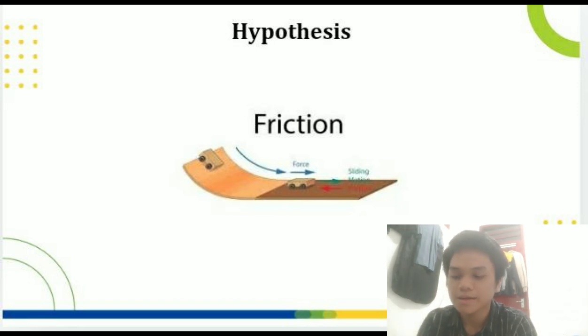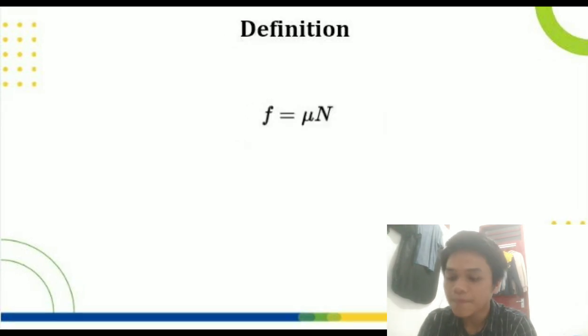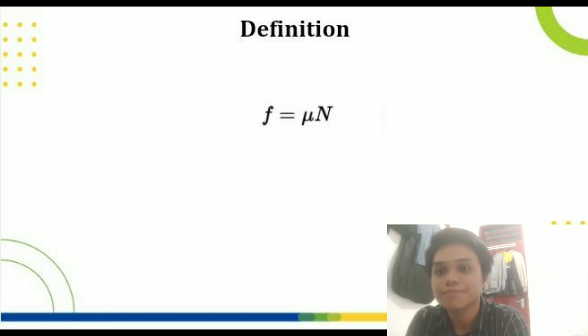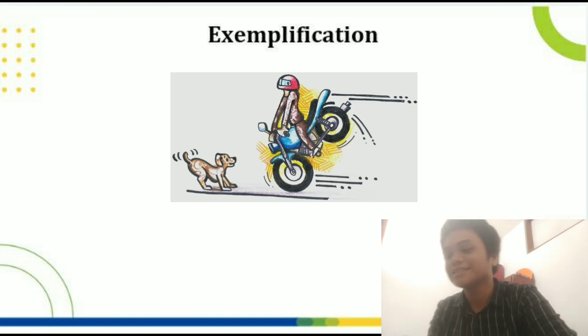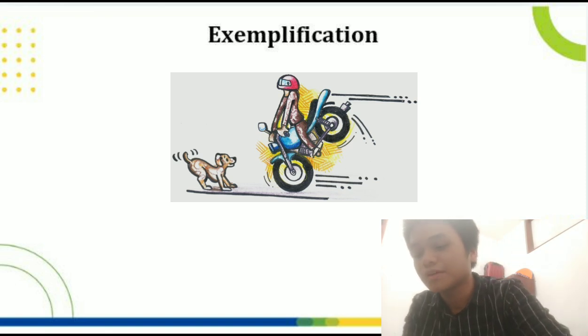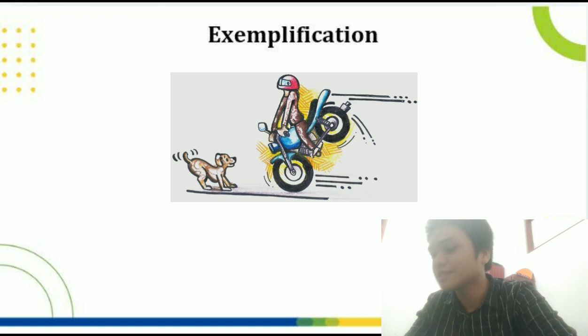And the next part of the presentation is definition. Friction is a force that is directed against the motion of an object or the direction the object tends to move. And the formula is shown on the PPT. The definition is not the last part of the presentation, and the last part of the presentation is example.